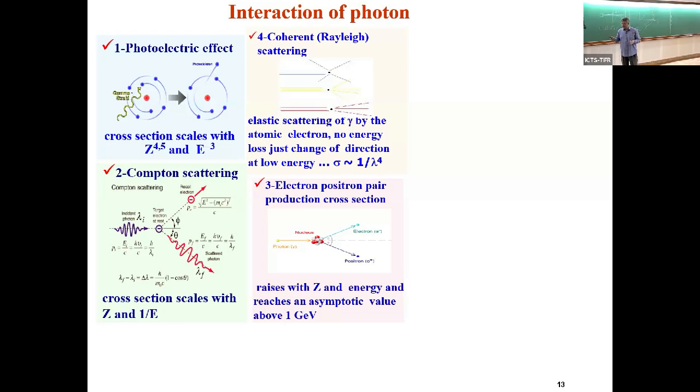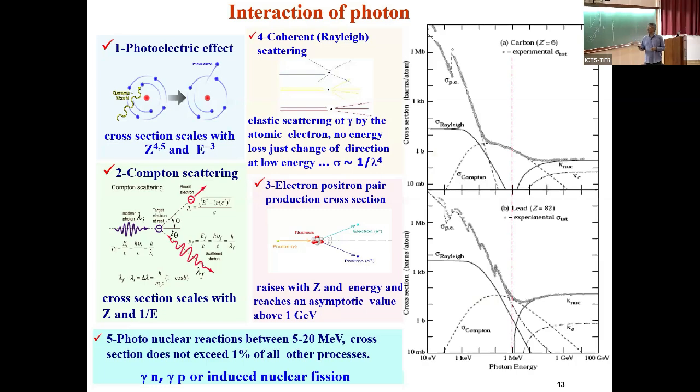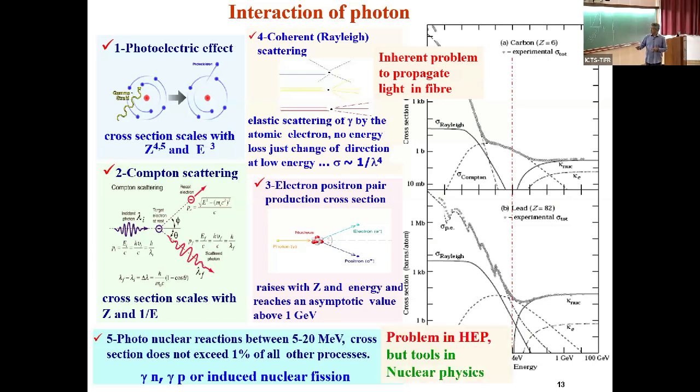This also matters in our experiment and we have to take care of it, but it is not a useful device for us; it gives us a problem. Another thing is the photonuclear effect, which we will also not talk about. These two factors, and this coherent scattering, I will talk about a little more. This is an inherent problem in the propagation of light, and it is a problem in high energy physics, but a tool in nuclear physics.